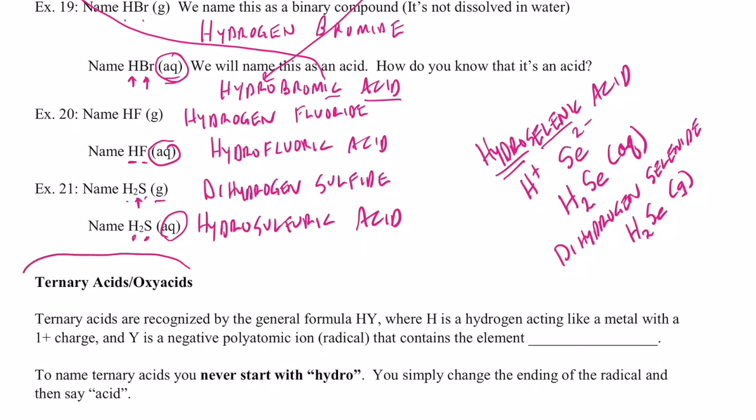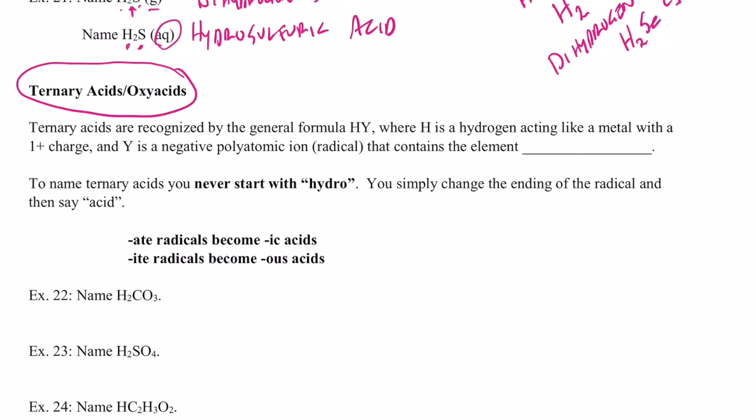Let's move on to ternary acids. These are also called oxyacids, because oxygen is involved in the acid as well. Ternary acids are recognized by the formula HY. H is a hydrogen acting like a metal with a +1 charge, and Y is a negative polyatomic ion that contains the element oxygen. So we're going to be using our polyatomic ion chart again.